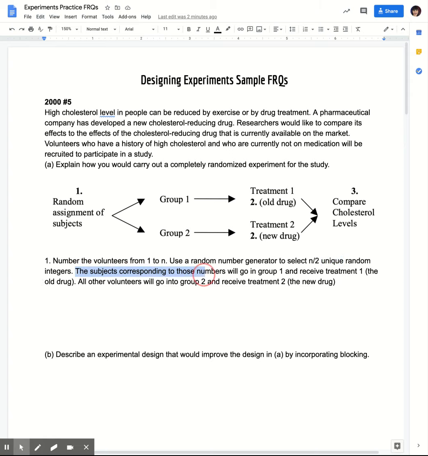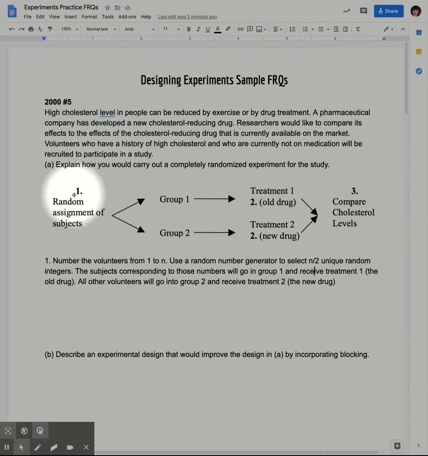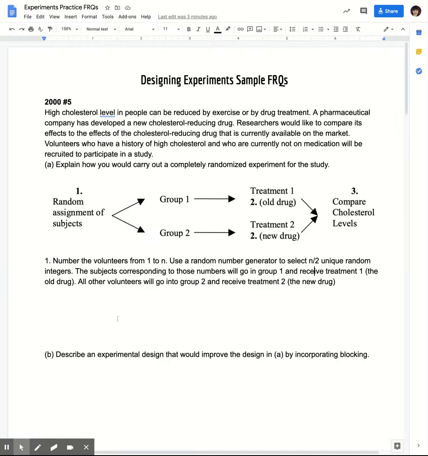After that, the subjects corresponding to those random numbers go in group 1 and receive treatment 1, which in context is the old drug, and then all other volunteers will go into group 2 and receive treatment 2, which is the new drug. Okay, so the 3 things that are numbered up in the diagram right here: number 1, the random assignment of subjects, 2, the context of the treatments, and 3, the comparing in context, those are really the 3 elements that you have to have when you are describing how to carry out a completely randomized experiment.